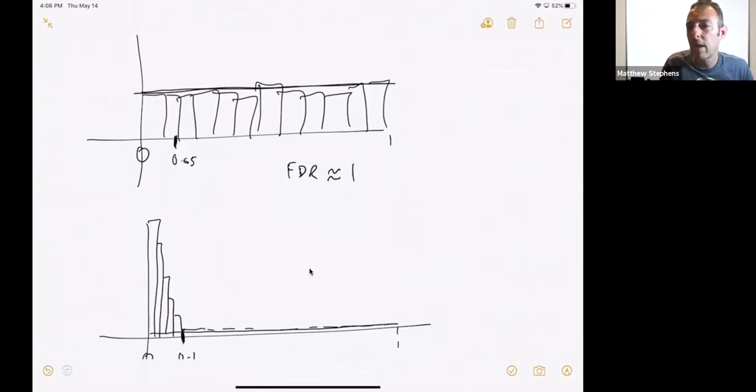So are there any questions about that big picture idea, or indeed any of the other details?